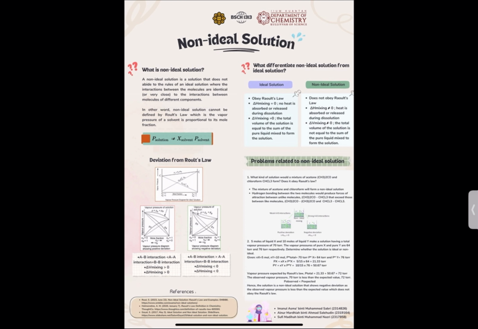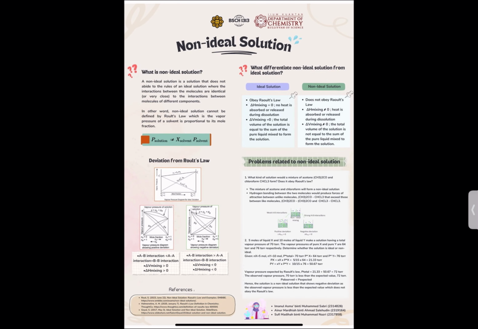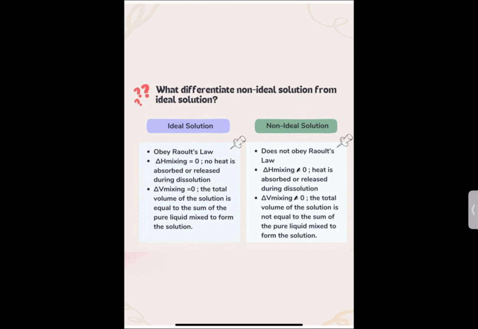Now I'm going to explain the deviation from Raoult's law. As we know, an ideal solution refers to a mixture where the interaction between solute and solvent follows the ideal law, namely Raoult's law. However, a non-ideal solution shows deviation from this law. So, those solutions which do not obey Raoult's law are said to be non-ideal solutions.